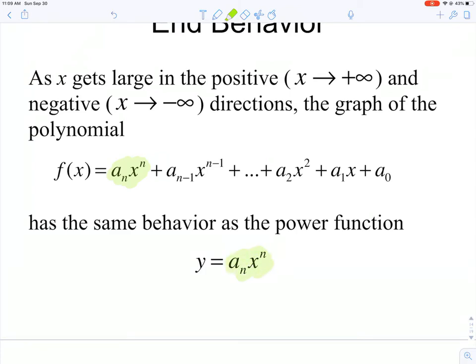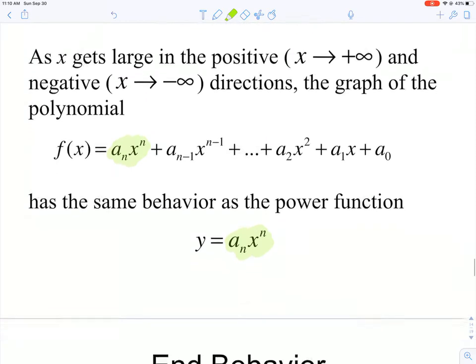And the reason is, as x gets infinitely large, you can think about the terms of the polynomial being at a tug of war with each other. And as x gets bigger and bigger, the term with the largest exponent is going to end up dominating that tug of war every time. The same thing happens as x gets infinitely small, so x approaches negative infinity. That term with the largest exponent is going to end up dominating the others so that the others are pretty much insignificant. So our polynomial will end up having the same end behavior as whatever y equals a sub n times x to the nth power is.